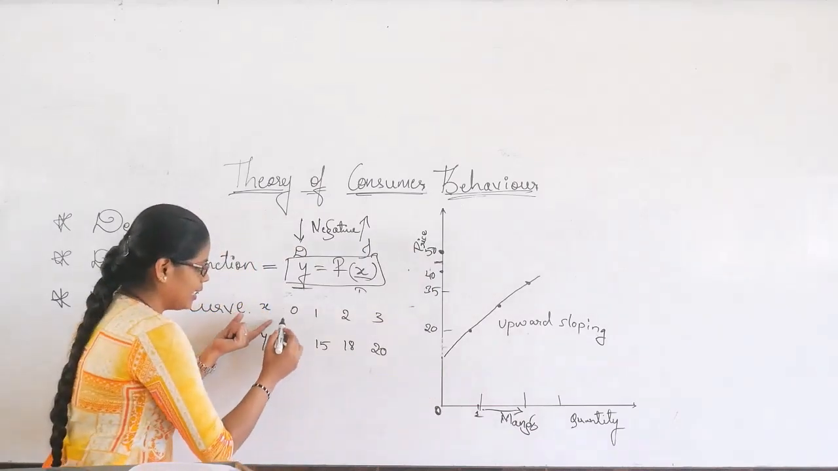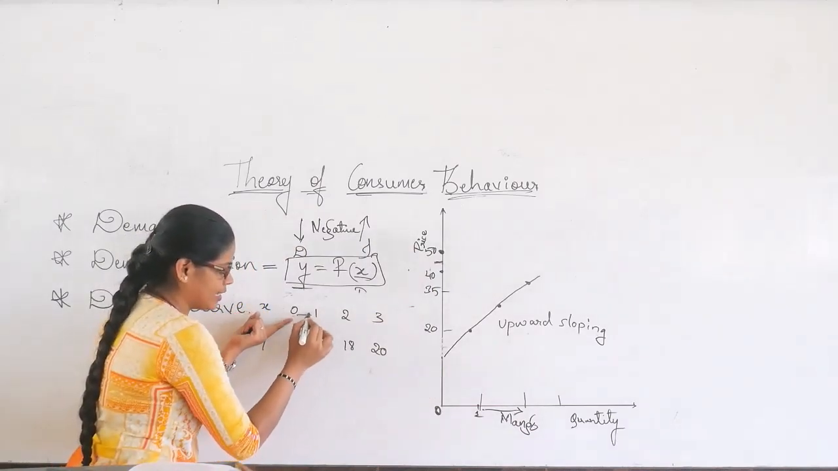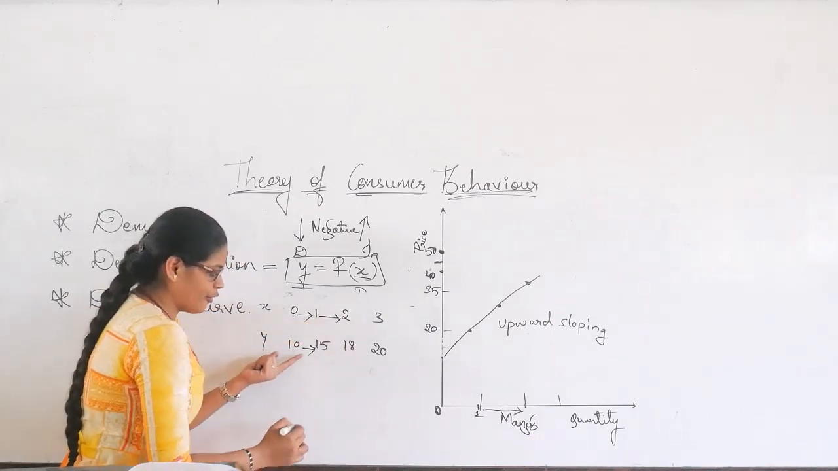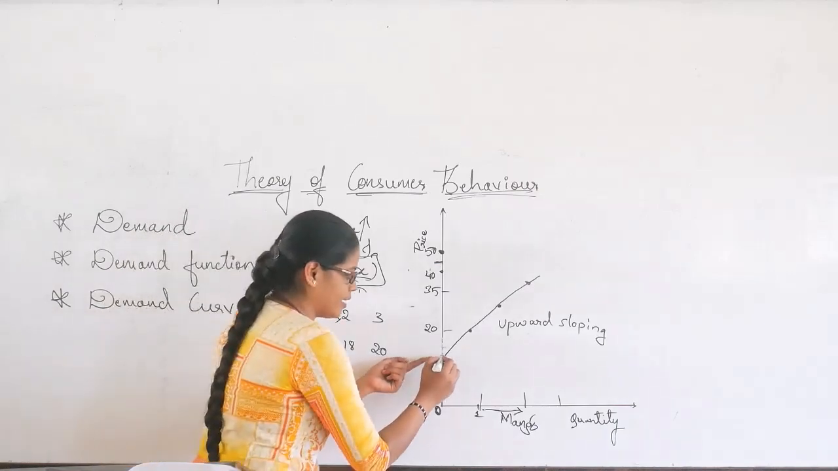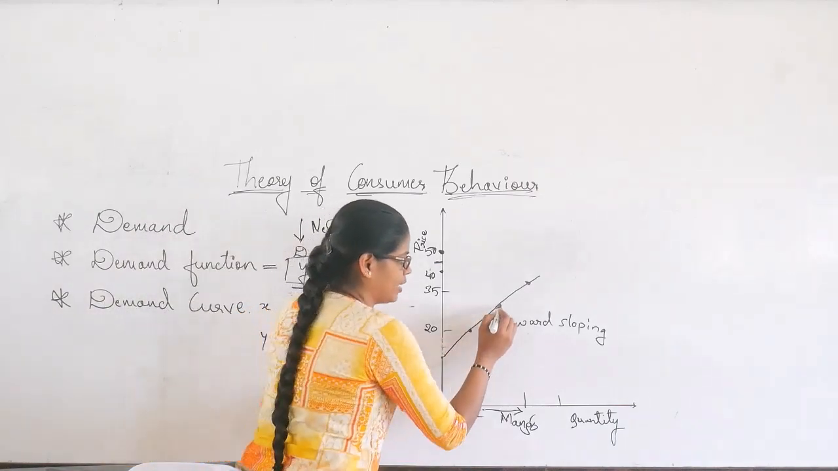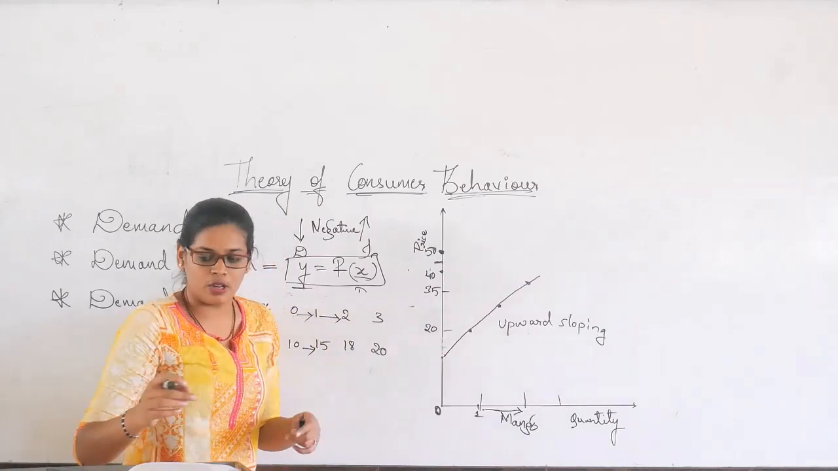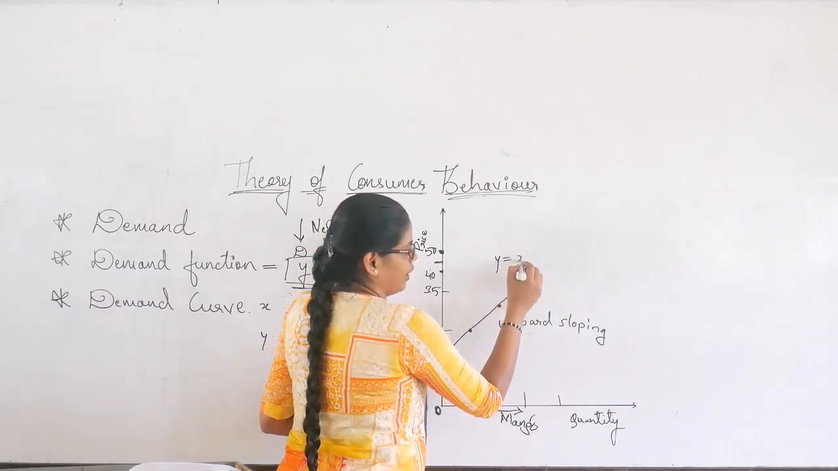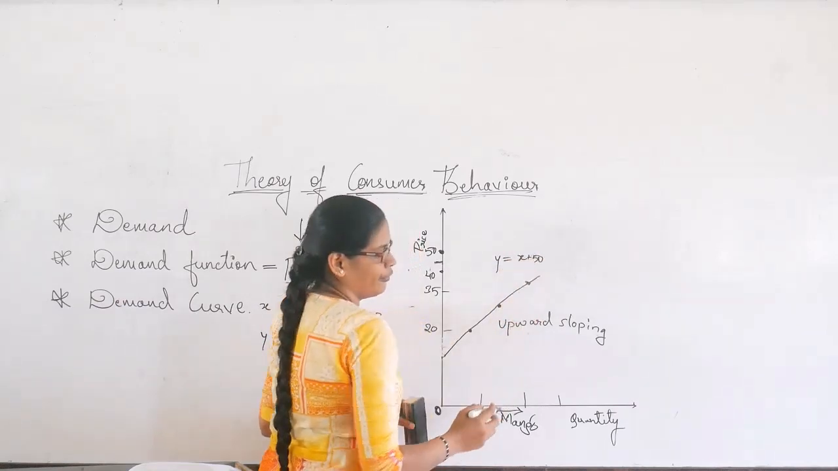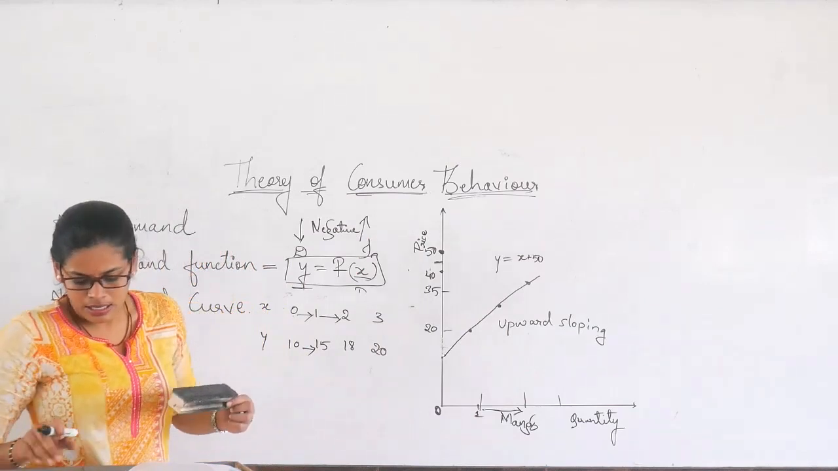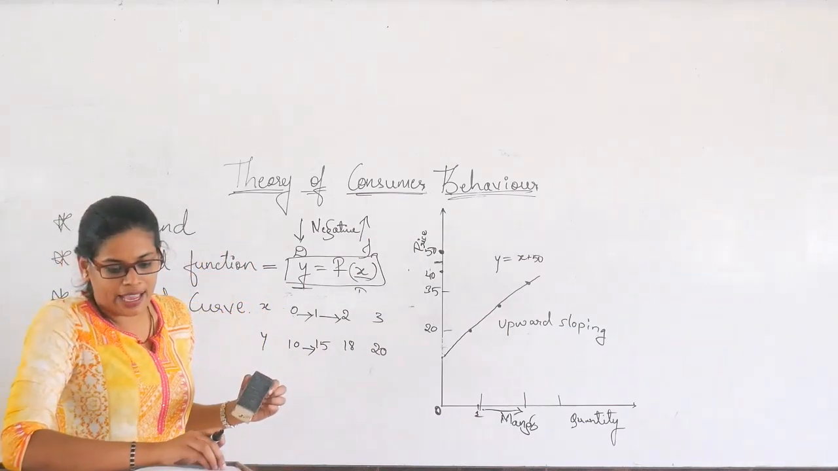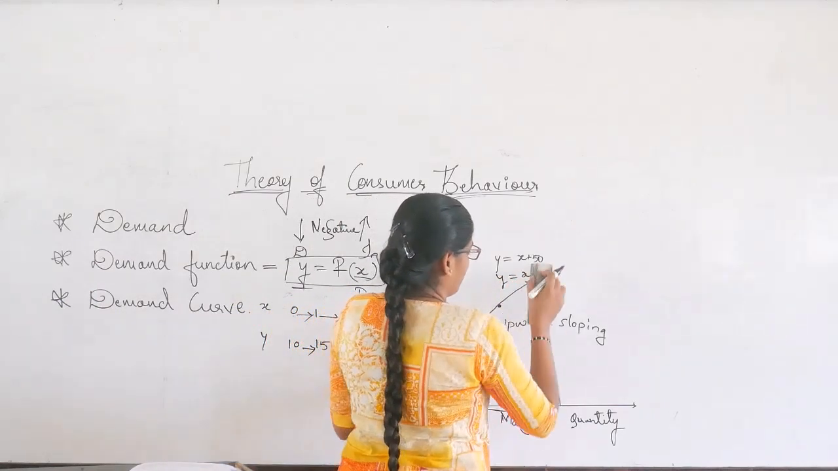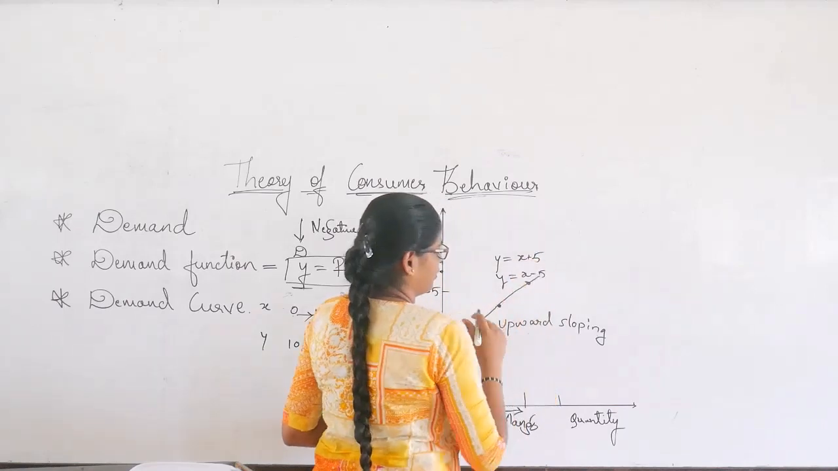Understood, right? See, here we can see from 0 it has increased to 1, from 1 to 2. In the same manner, from 10 it has increased to 15. So that's the reason the demand curve here is upward sloping. So this can be expressed as y is equal to x plus 5. Understood? Another example we have is y is equal to x minus 5. Sorry, this is not 50, this is 5.